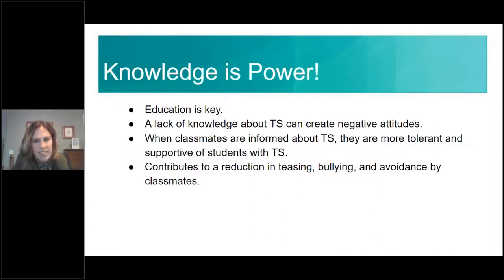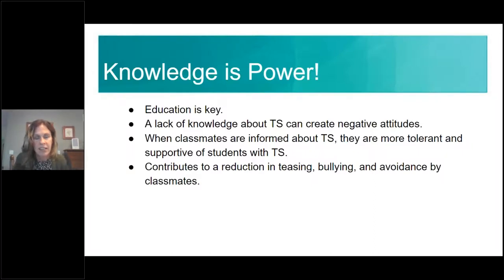Knowledge is power. I've always said this. I think this is so huge. Education is key. A lack of knowledge about Tourette syndrome usually creates negative attitudes or questions, because if we don't talk about things for littler kids, they sometimes tend to think, why aren't we talking about this? Well, we don't talk about things that are bad. This must be bad. And obviously that's not at all the persona that we want children to have.